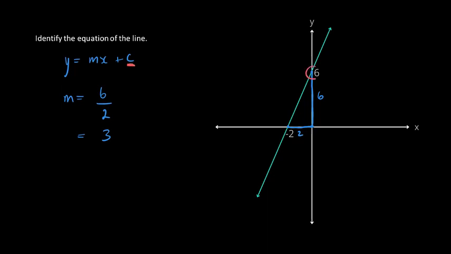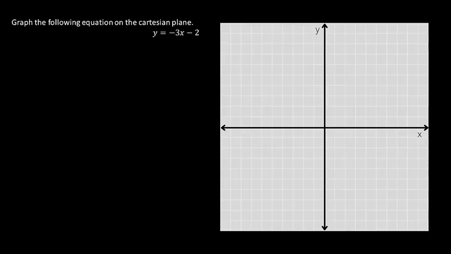If I color code this, my y-intercept is there. So my y-intercept is going to be 6. So my equation is going to be y equals my gradient, 3x, my y-intercept plus 6. That's going to be my equation of that particular line. y equals 3x plus 6.